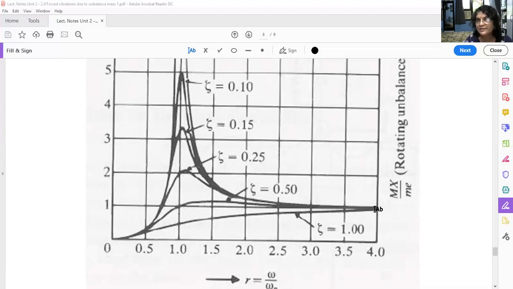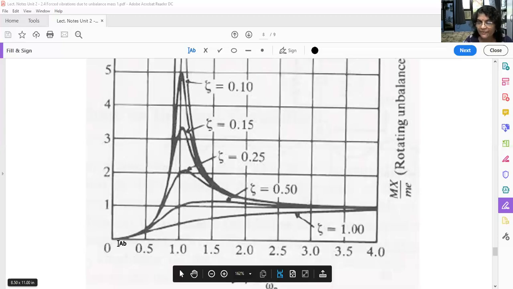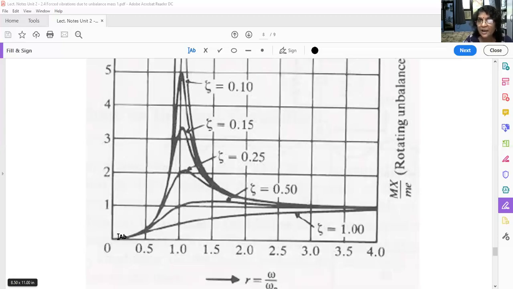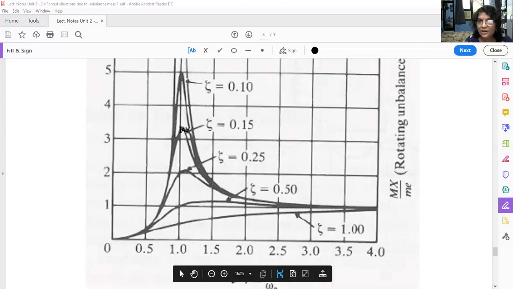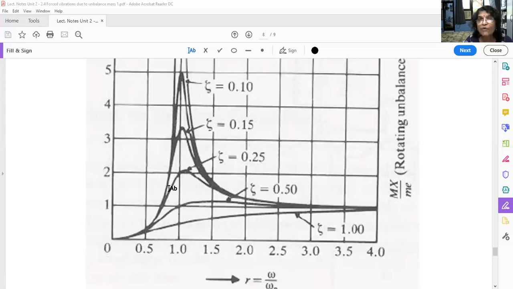as omega increases further. Then consider suppose zeta is equal to 0.15. Again, the trend is going to remain the same. The nature of the graph is the same for all values of zeta. Again, increasing, maximum at resonant, then decreasing. For zeta is equal to 0.25, as omega increases, amplitude increases, maximum at resonant, and then decreases. Like this. So what is the difference then?